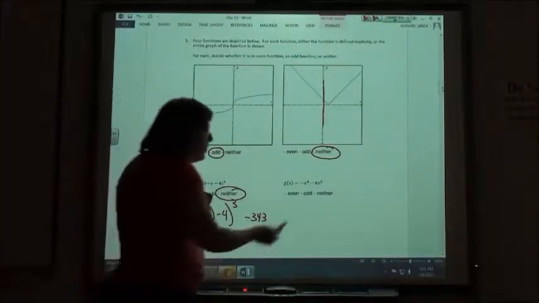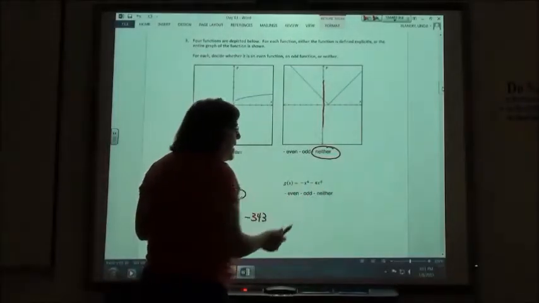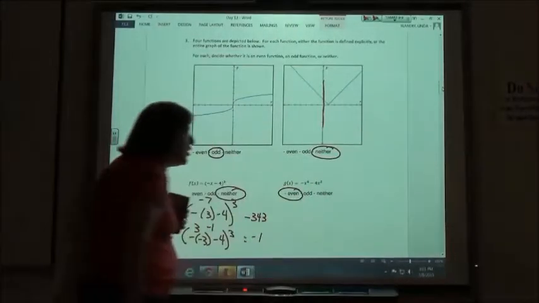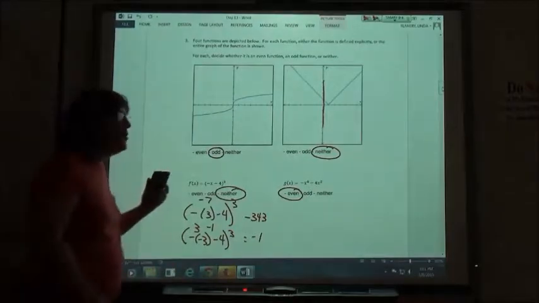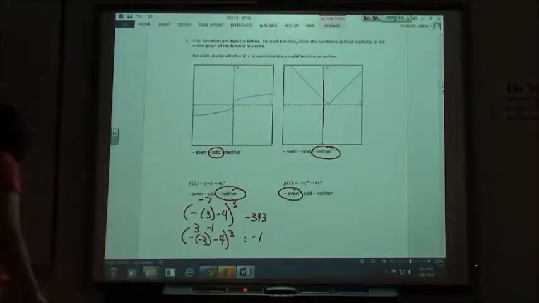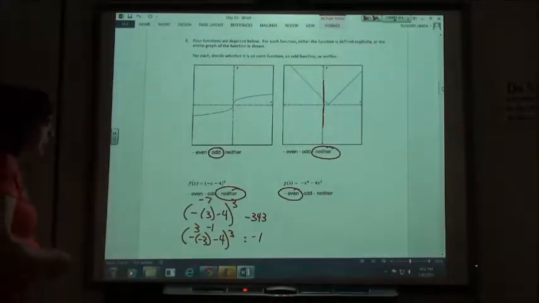Now this one I should be able to look at and say, oh, it's to the fourth and to the second. Both of those are even. Should be an even function. You can check it if you want to, but if you do check it, you should get the same number twice.